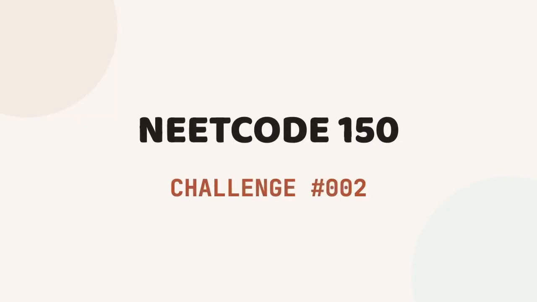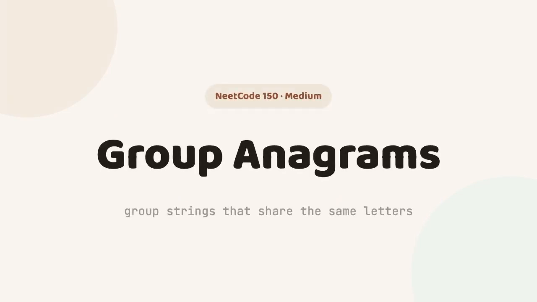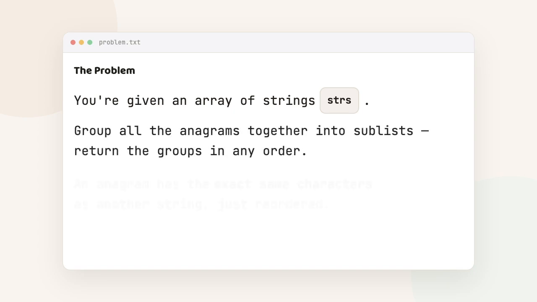Today we are tackling NeetCode challenge number 002. This is a medium difficulty problem: grouping anagrams. An anagram is a string made up of the same letters as another. Our task is to group all anagrams into their own category. The problem statement: given an array of strings, group all anagrams together into sublists and return the groups in any order.